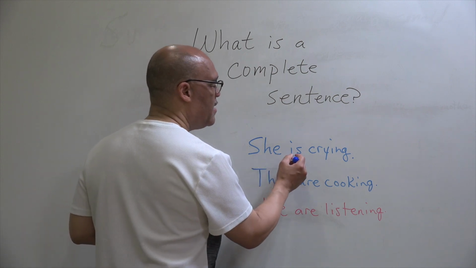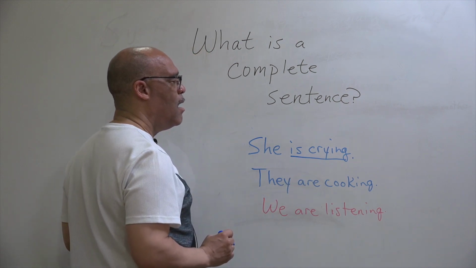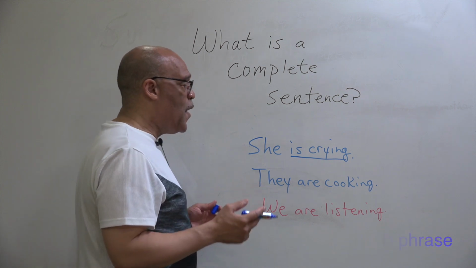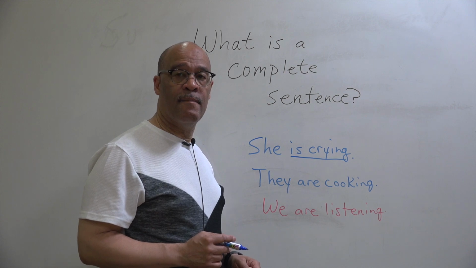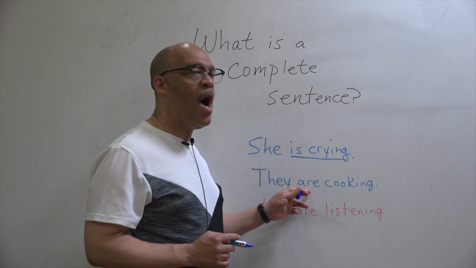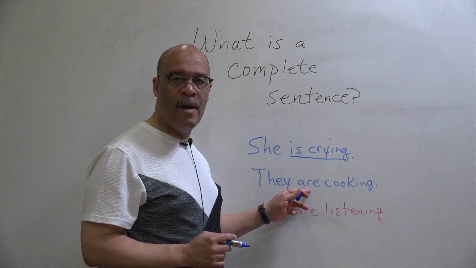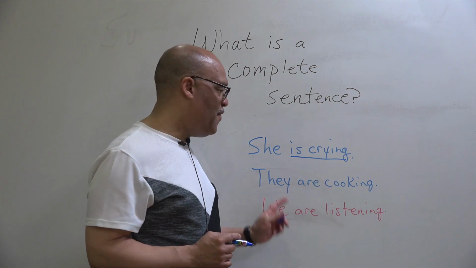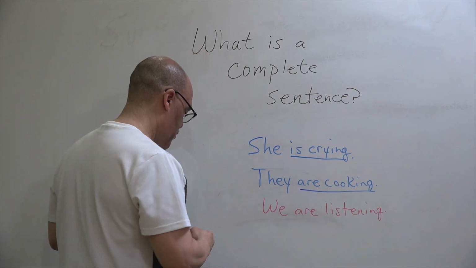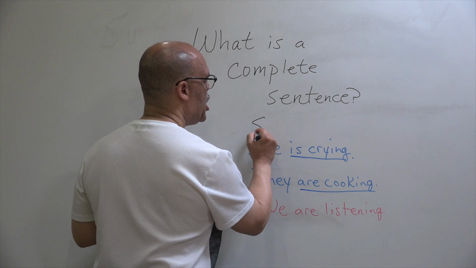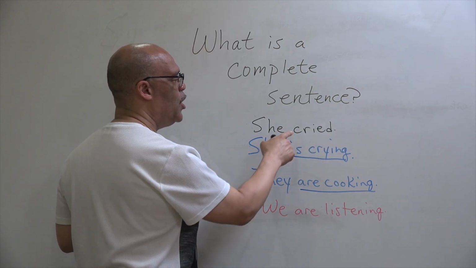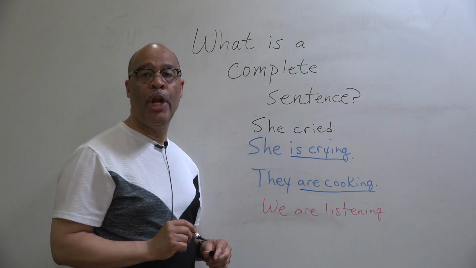Now, this, is crying, is called a verb phrase. So a verb like cooking would not stand on its own. You must have another verb added on. Are cooking. They are cooking. So this would be a verb phrase. She cried. Past tense. You don't need a verb phrase, just one word.